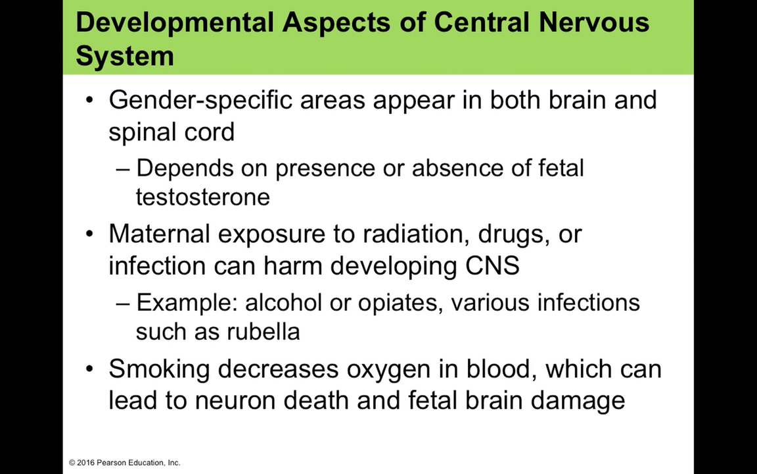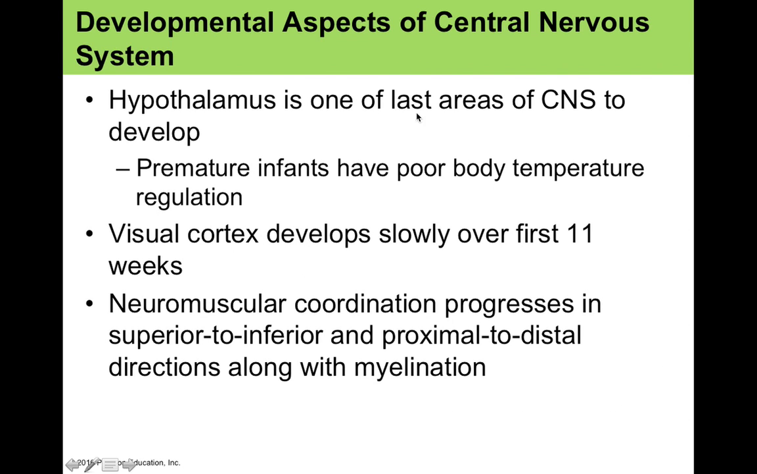their life moving forward. Now, the hypothalamus is also one of the last areas of your central nervous system to develop. We find that premature infants have pretty poor body temperature regulation, and the visual cortex develops pretty slowly over the first 11 weeks after birth. So it's true that newborns don't really see very well.